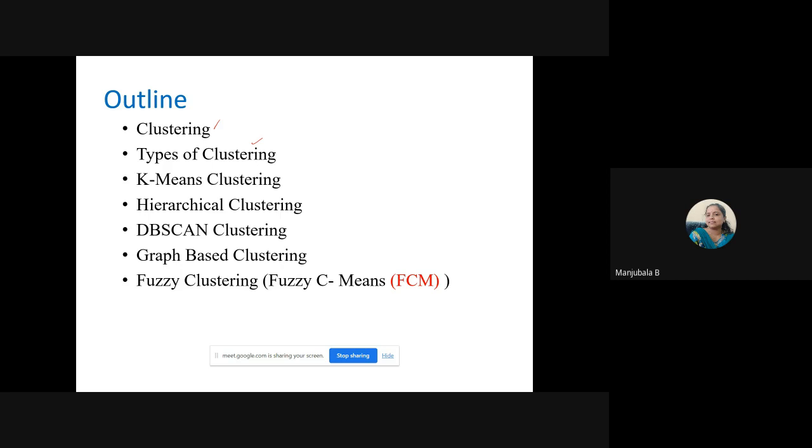Basically, I'm going to talk about k-means clustering and hierarchical clustering. Under hierarchical clustering, I will discuss two techniques. Then DB-scan clustering, which is a density-based clustering. Then I will cover some graph-based clustering. And at the end, fuzzy clustering, or fuzzy C-means, I will discuss with an example.